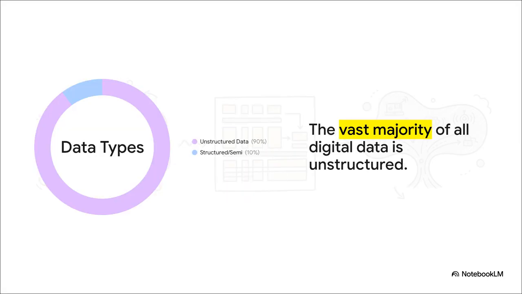So you might think that those organized databases are running the show, right? Well, think again. Here's the kicker. A staggering 90 to 95% of all digital data in the world today is unstructured. That organized stuff we talk about, it's just a tiny, tiny sliver. The chaos isn't the exception, it's the rule.